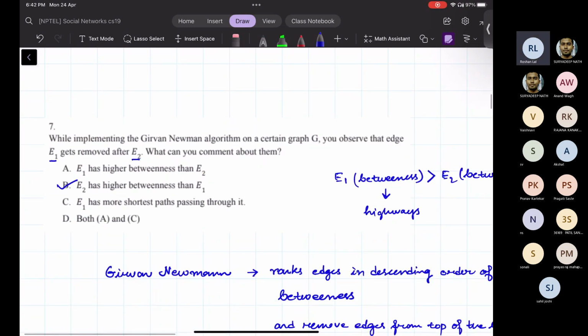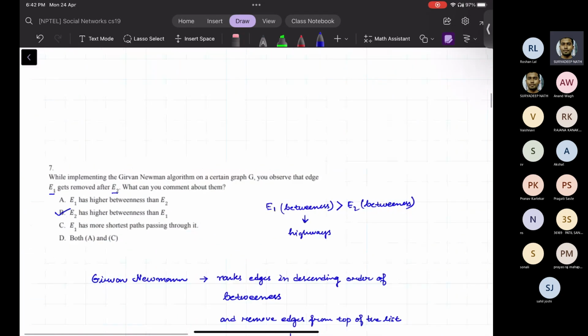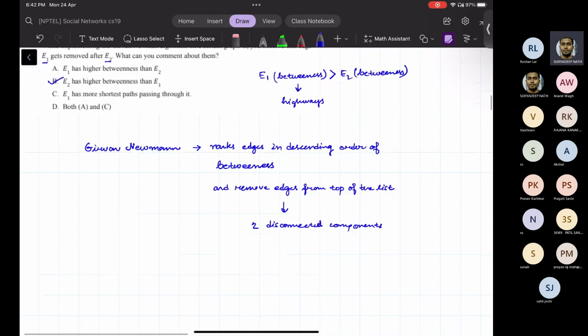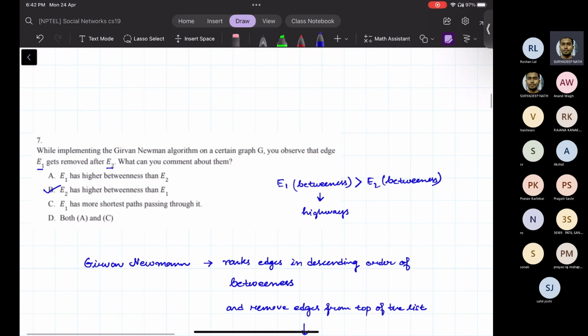There is confusion, sir. Just week 3, give me one minute. Because during the solving session, we took the answer D, both A and C.